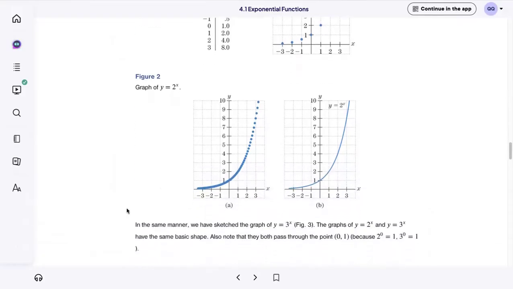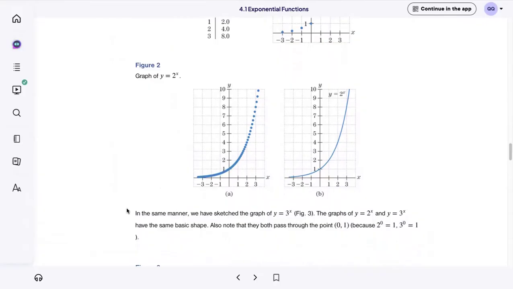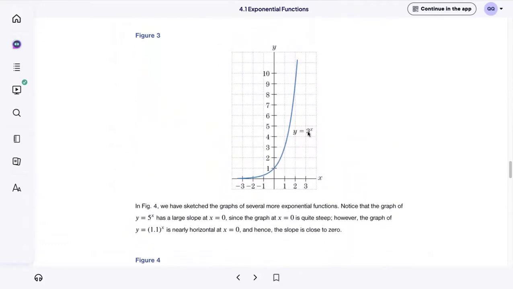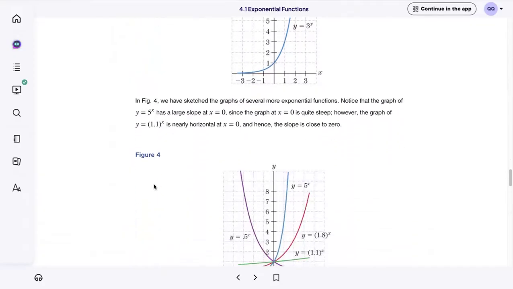So that's the graph, exponential growth, right? When x increases, function value also increases. So it's an increasing function. So we call this exponential growth. If the base is 3, function 3 raised by x, you see the graph becomes sharper. The increase is faster.